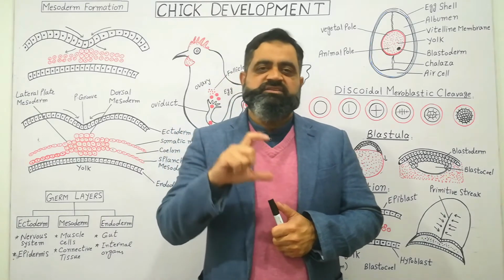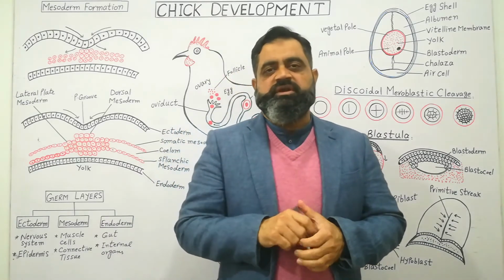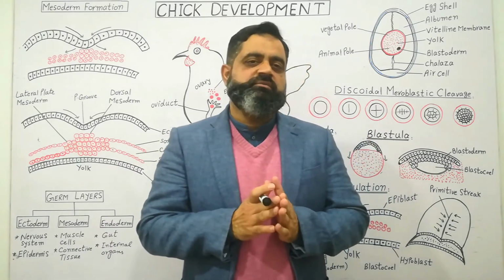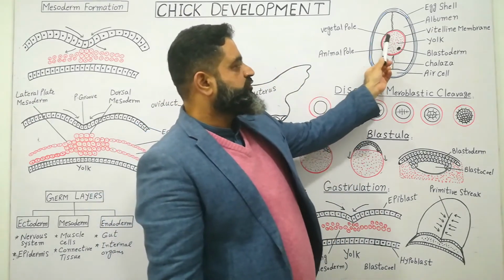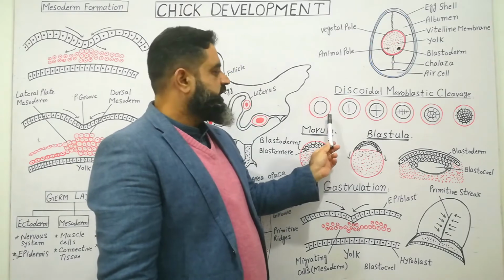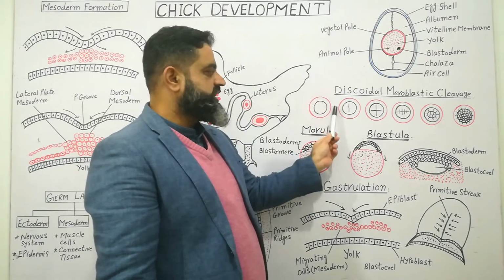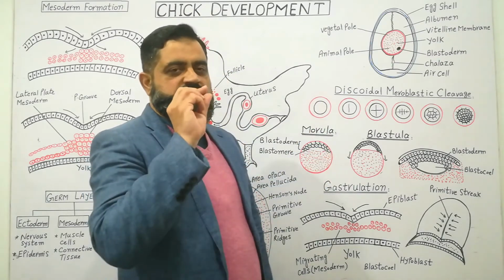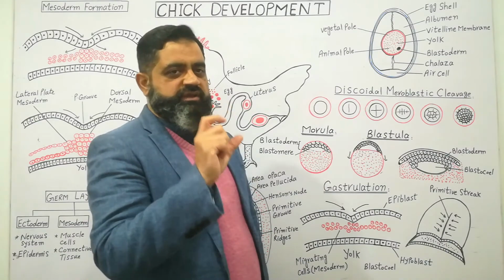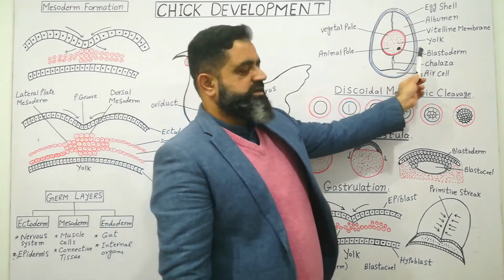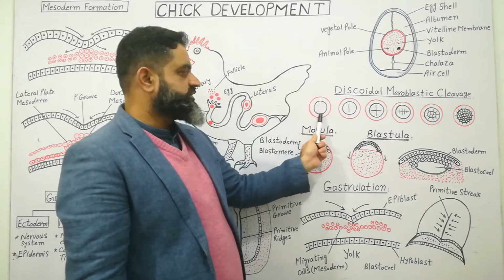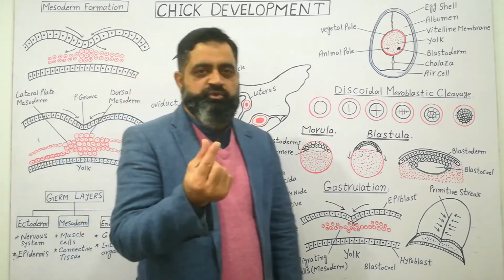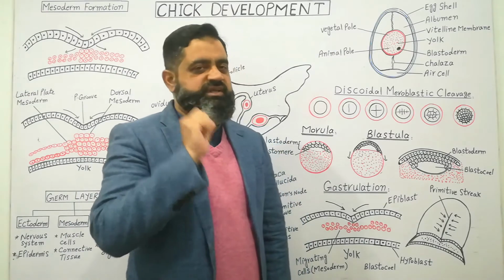So now let's move to the process of development, and the first step of the development is cleavage. I am going to take this yolk out from the egg and place it right over here. As you can see in the red circle, that is the yolk, and on the animal pole side of the egg there is a disc-like structure which is known as the embryo. As you can see in the black circle, this is the embryo, which is present in the form of a disc.